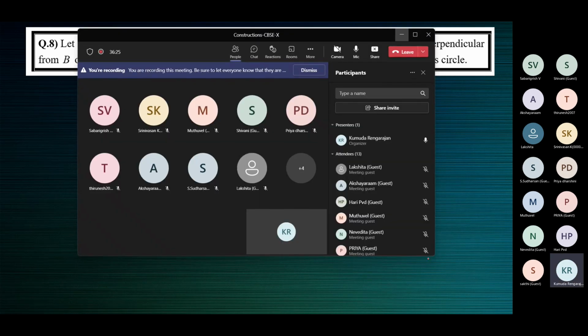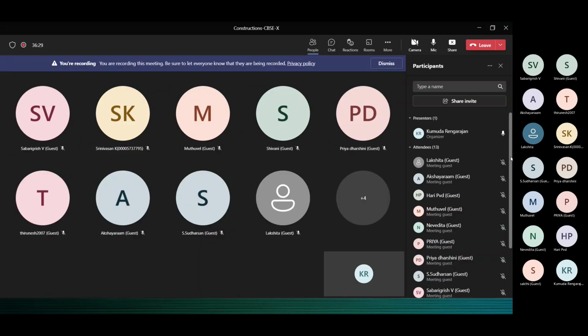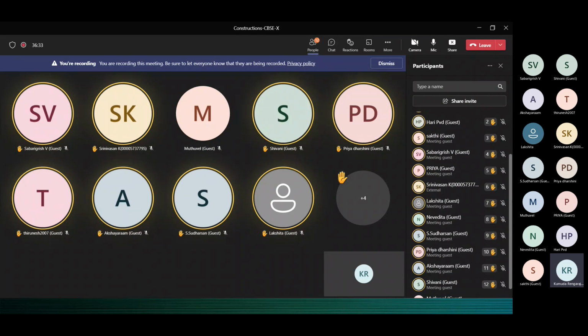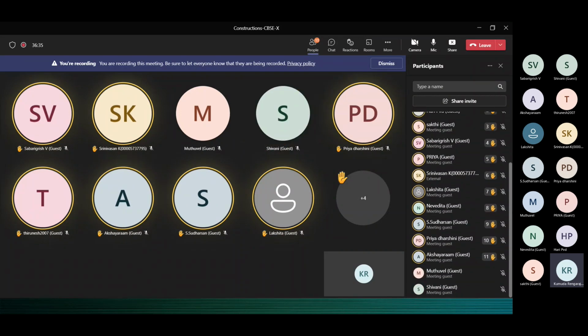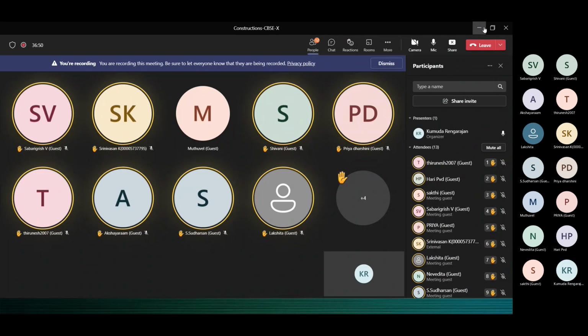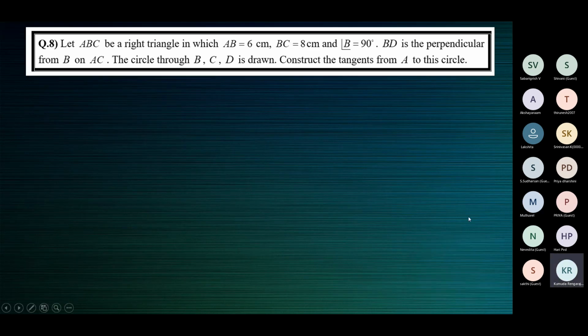Class, use the emoji. Raise your hand. Thirunesh, Hariharan, Shakti, Shabari Krish, Priya, Srinivasan, Lakshita, Nivedita, Sudarshan, Priyadarshini, Aksharam, Shivani, and Muthuvel. Are you there? Yes. Yeah, you're there. All right.